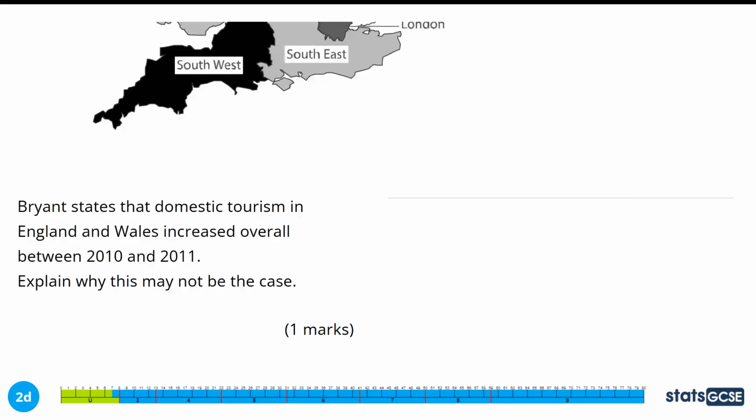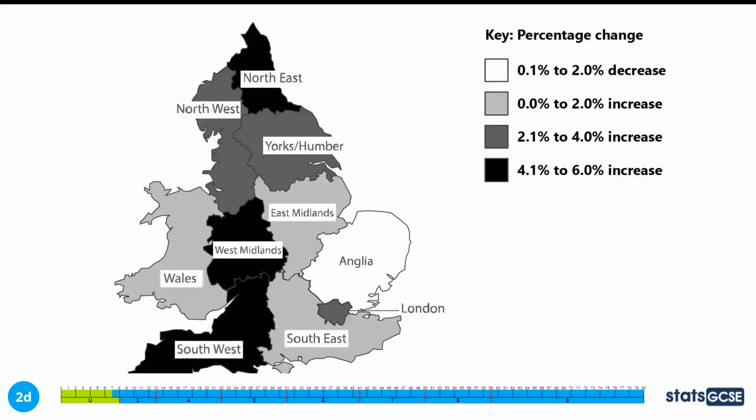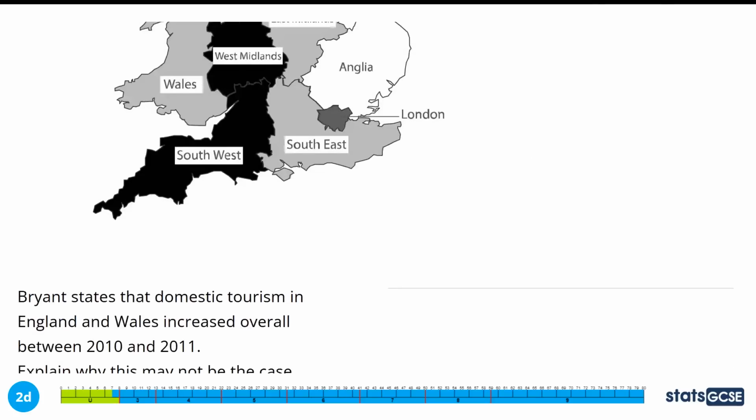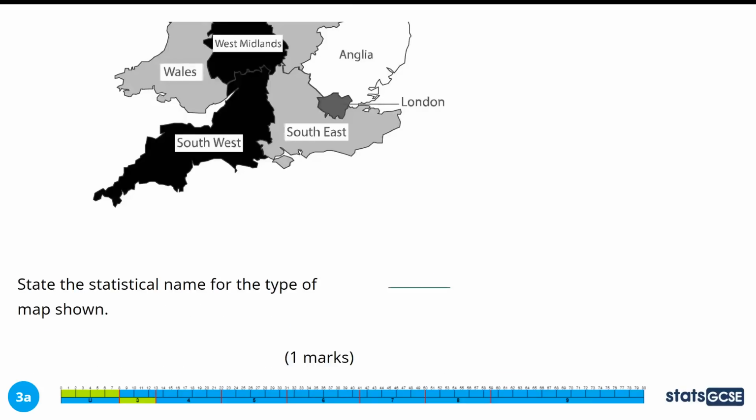Bryant states that the domestic tourism in England and Wales increased overall between 2010 and 2011. Explain why this may not be the case. Looking at the map, every single region apart from Anglia increased, and Anglia was the only one that decreased. So chances are there was an increase overall, but we're not given the amounts. It could have been Anglia decreased by 10 million and all the other regions added together only increased by 1 million. We don't know the amounts. So our answer needs to say that we only know the percentages, not the amounts. State the statistical name for the type of map shown.